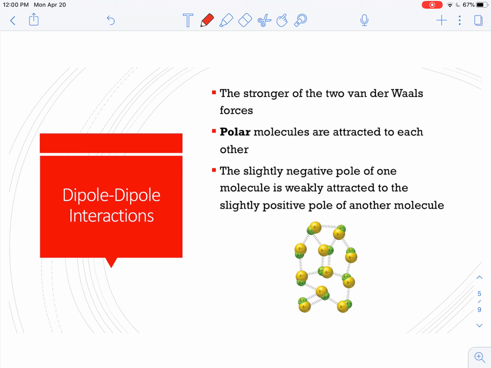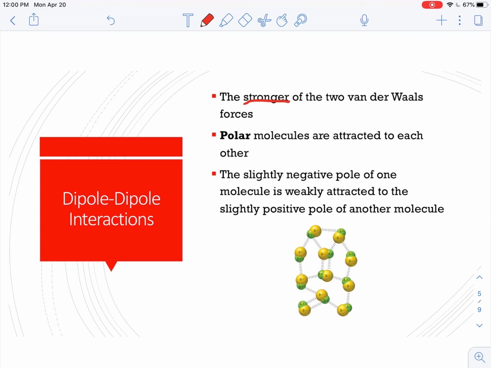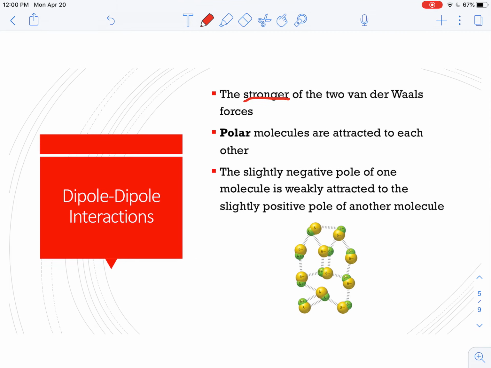Looking at that first type, our dipole-dipole interactions, when we compare the two van der Waals forces, these are going to be the stronger of the two. And that opening slide of today's class focuses in on polar molecules. These polar molecules will be very important to these dipole-dipole interactions. So this type of interaction only takes place with polar molecules. We're never going to see this with nonpolar molecules. What we have is that a slightly negative pole of one molecule is going to be attracted fairly weakly to the opposite slightly positive pole of another molecule.